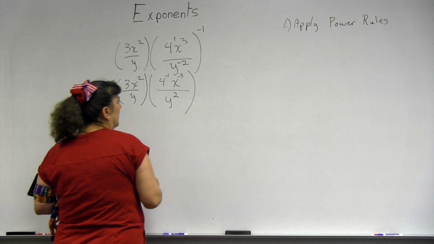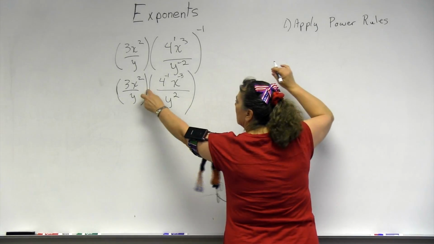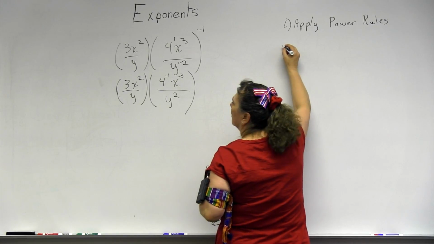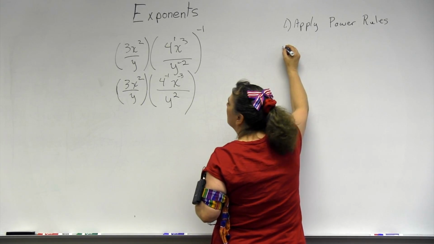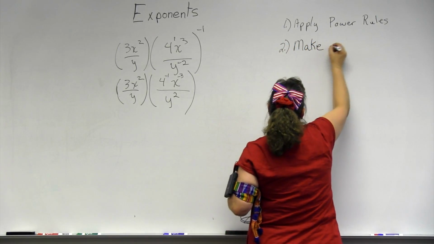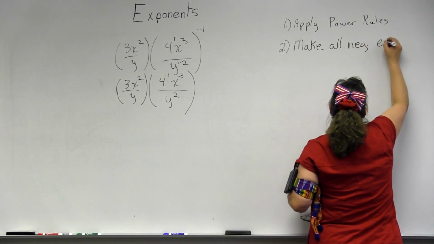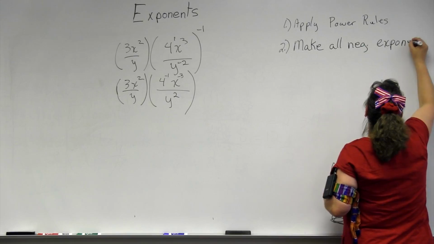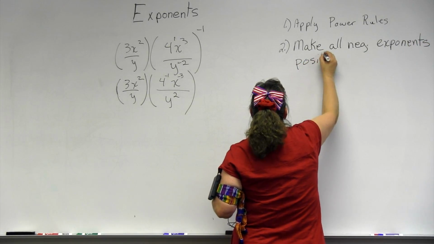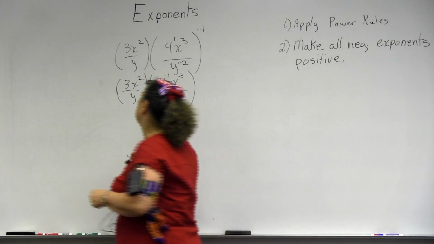Now, the second thing I'm going to do is make all negative exponents positive. And remember how to do that. You do it by changing the position of where it's at. As I told you, there are many routes to do this, but we're going to go the route of making all negative exponents positive.